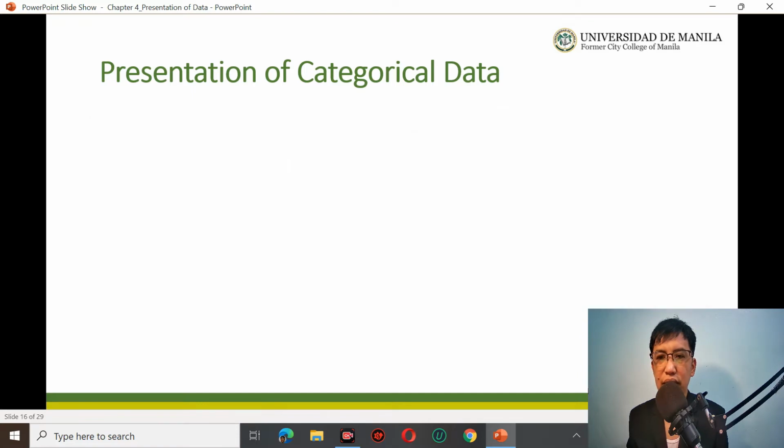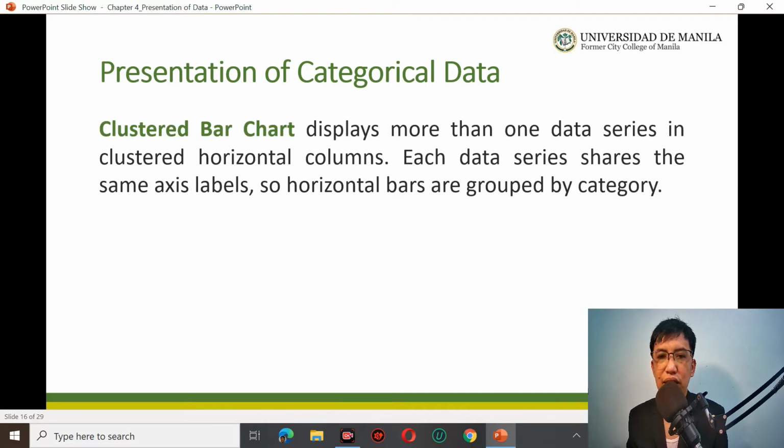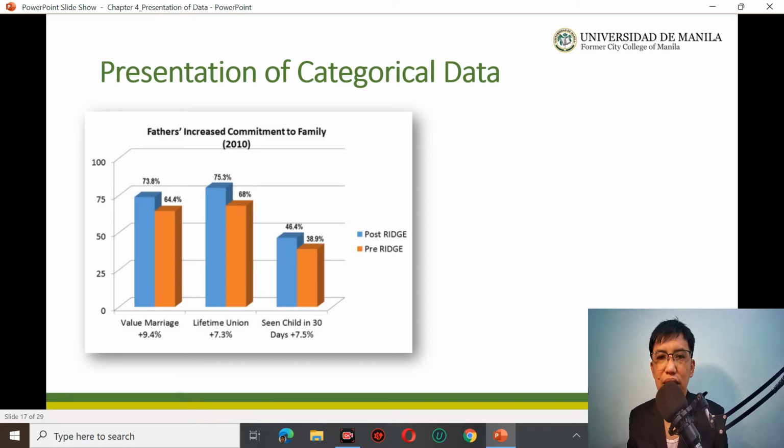Next is the clustered bar chart. It displays more than one data series in clustered horizontal columns, and each data series shares the same axis labels. Horizontal or vertical bars are grouped by category. Ito naman, clustered meaning it's still a bar chart but medyo naka-group na siya by category. An example is something like this.